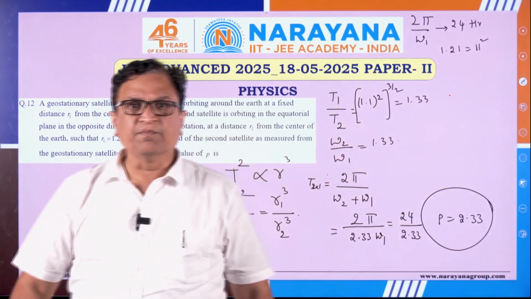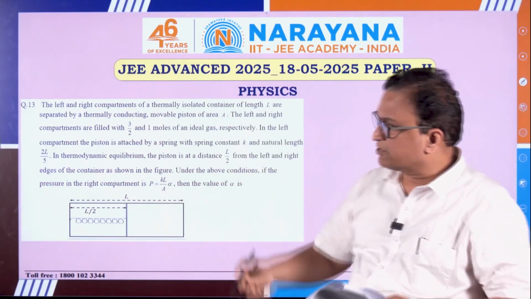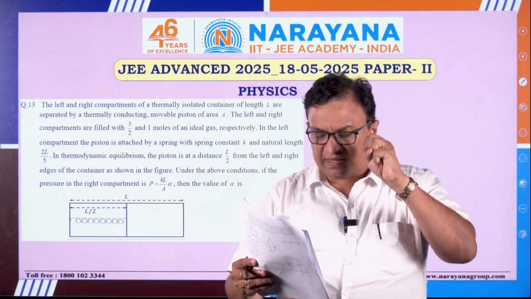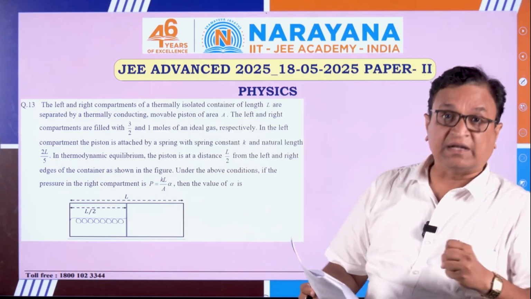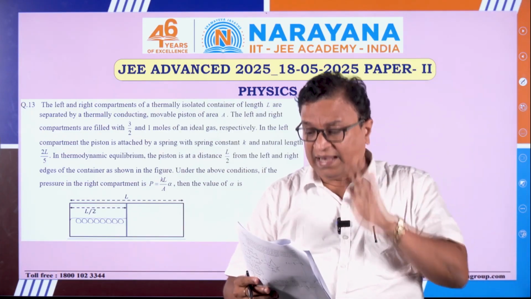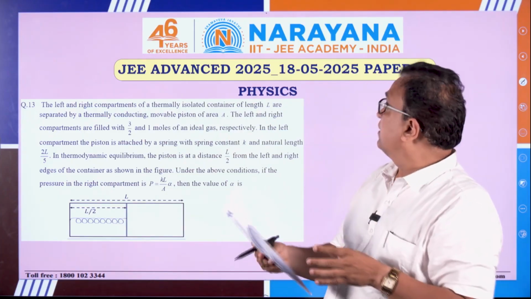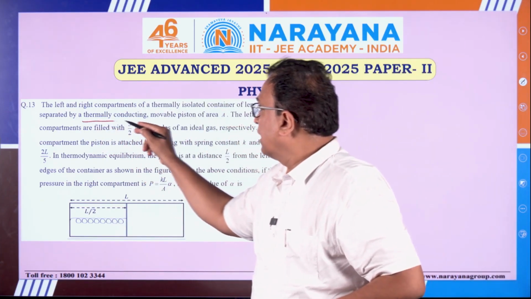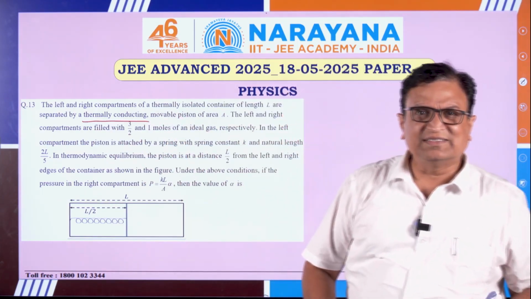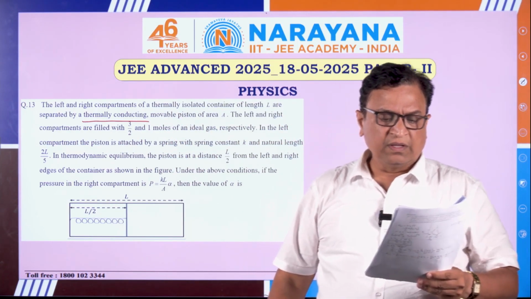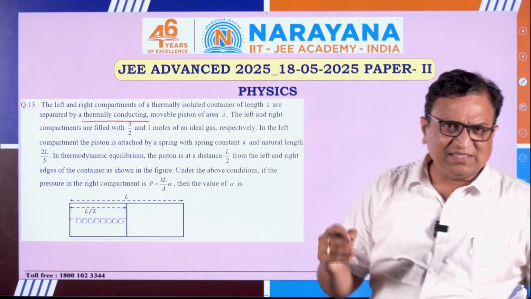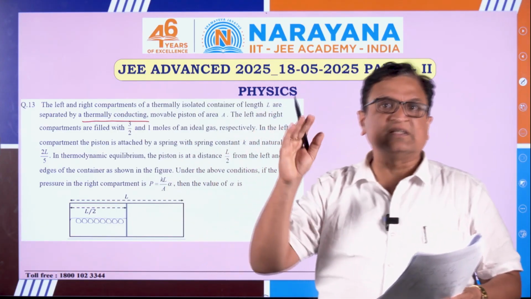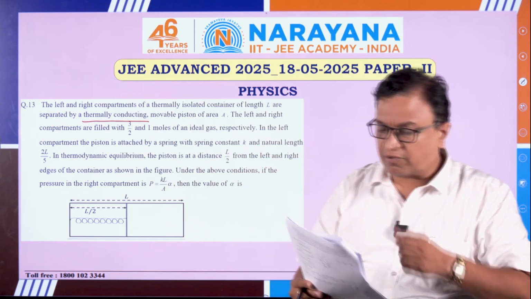Okay? A very important question. Read the question carefully. The left and right compartments of a thermally isolated container of length L are separated by a thermally conducting wall. What does this refer to? Thermally conducting means left hand side and right hand side temperature is maintained the same in equilibrium. Right.